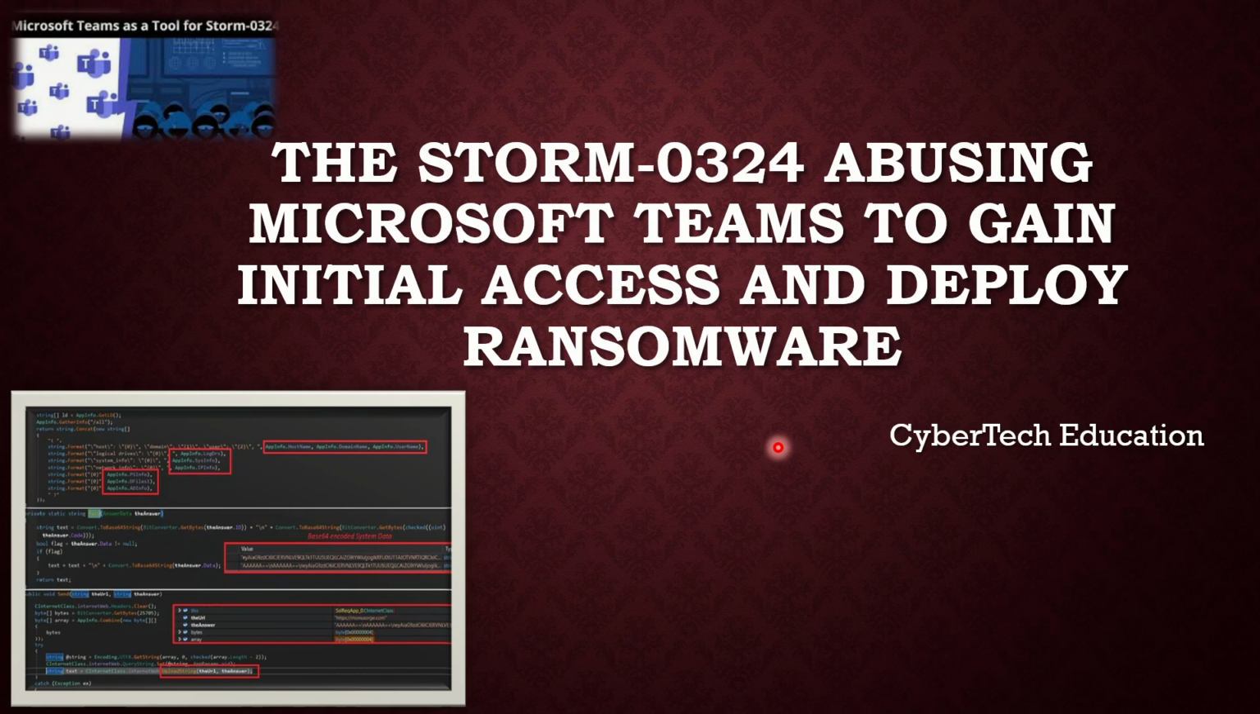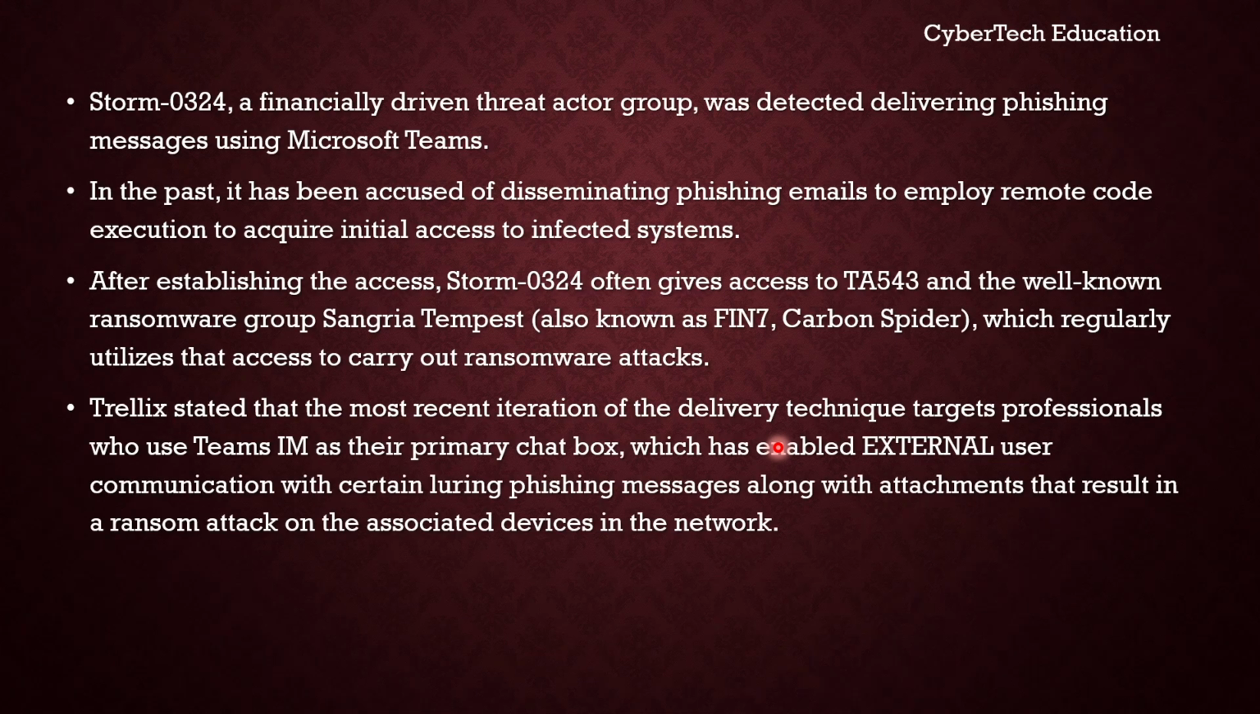So in this video we'll be discussing in detail. This video is all about Storm-0324, a financially driven threat actor group, which has been detected delivering phishing messages using Microsoft Teams. In the past, it used phishing emails to deploy remote code execution to acquire initial access to infected systems. Basically, in the past they started through emails, whereas in the present scenario they have targeted the Teams application and started sending phishing messages.